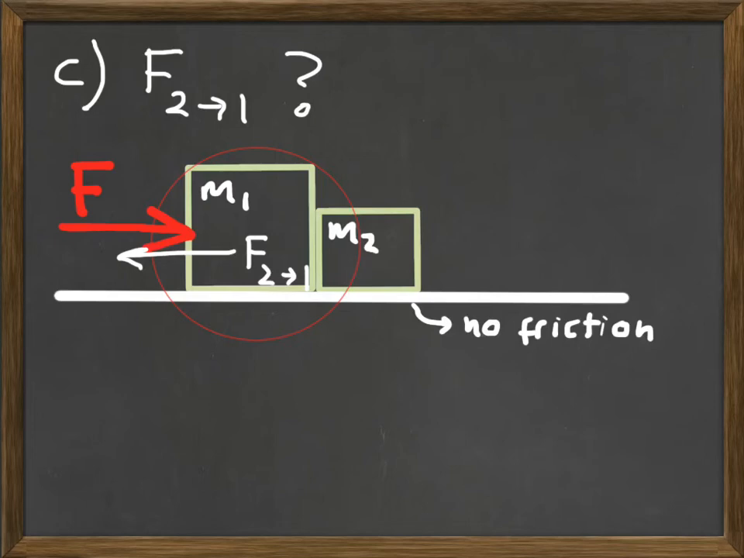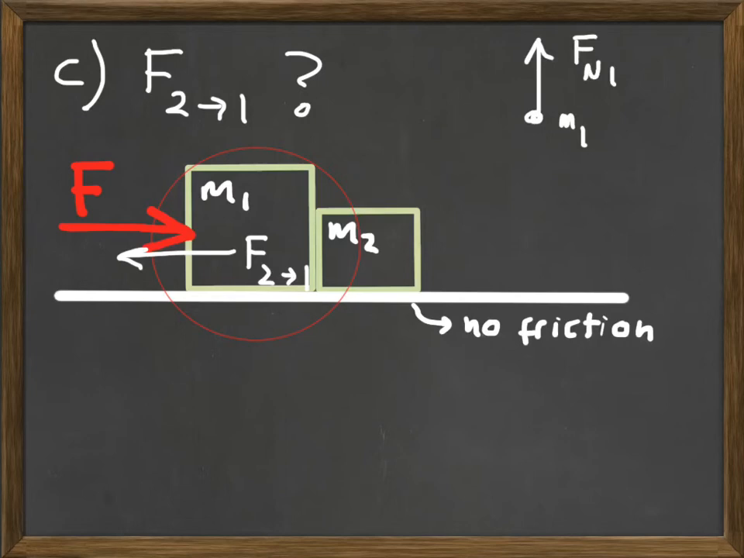So this force is what we call F2 on 1. So how do we find how much this force is? What we did before was to focus on M2, now we're going to focus on M1 and write Newton's second law for M1.